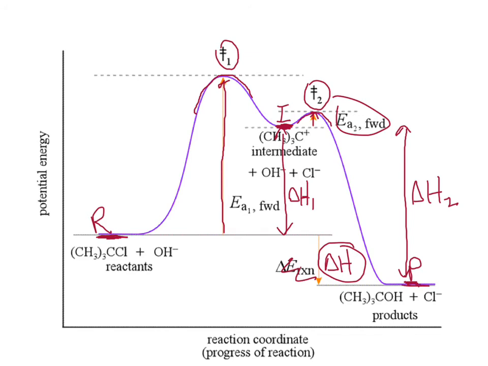Now in this diagram, the first step has a much larger EA than the second step. So the first step's activation energy is much larger. That makes it by far the much slower step of this two-step process. Therefore, step 1 would be the rate-determining step, the slowest step in the reaction mechanism.